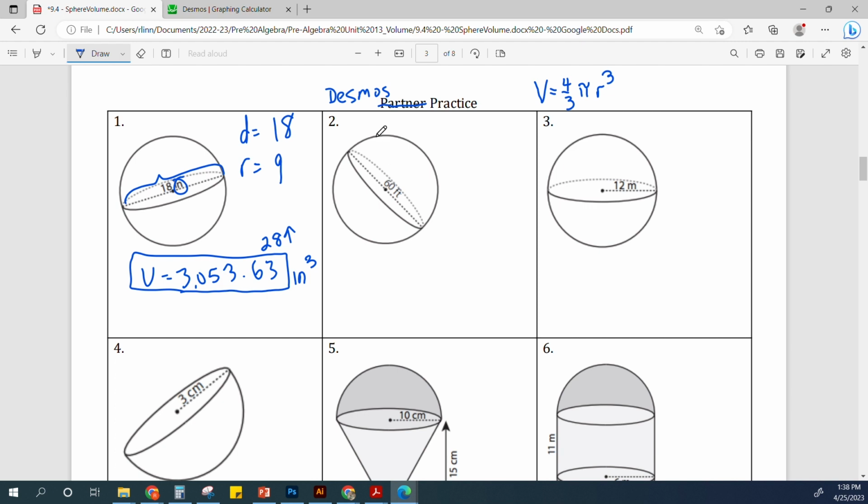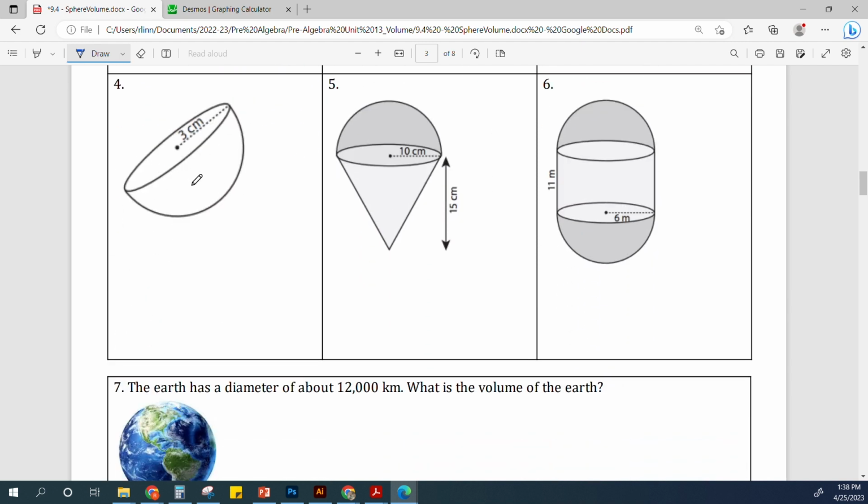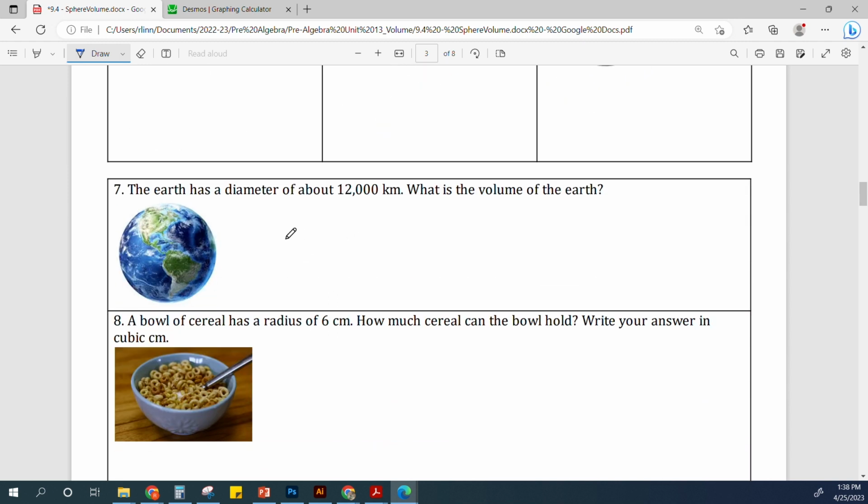So now go ahead and complete the rest of this Desmos practice by putting in your radius. Once again, we're going to find our diameter and our radius for every single one of these shapes and find the volume of all of these spheres. After we find those spheres, we've got some hemispheres here, which is 1/2 of a sphere, and then we've got some compound shapes here. So 5 and 6 are compound shapes. We've already found the volume of a cone and a cylinder, so we're all prepared for those, and then we've got 2 more problems at the bottom.